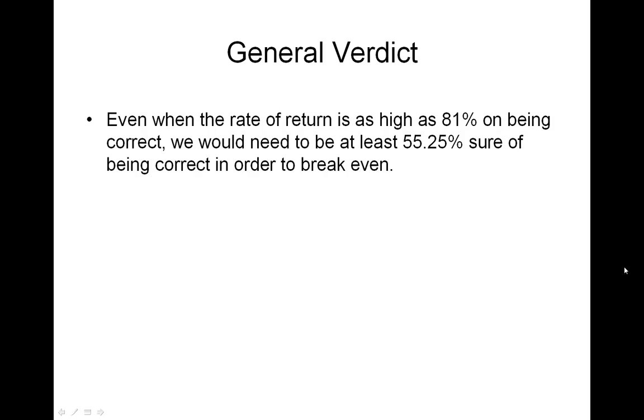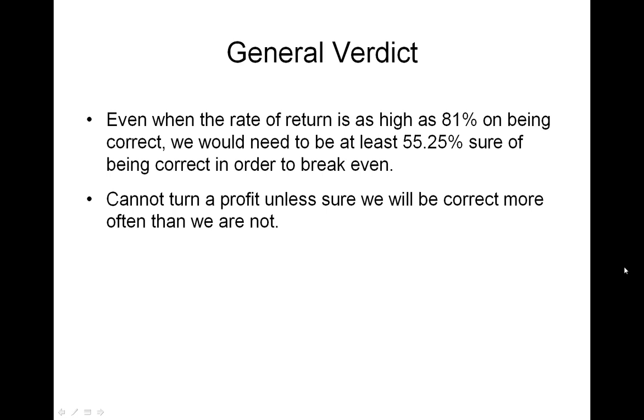So, what's the general verdict in such a situation? Even when the rate of return is high, and 81% is pretty high, we would still need to be sure that we're correct at least 55.25% of the time just in order to break even. We cannot turn a profit unless we're sure that we will be correct more often than we're not, and not just more often, but more than 55.25% of the time. We have to be sure that we're right.